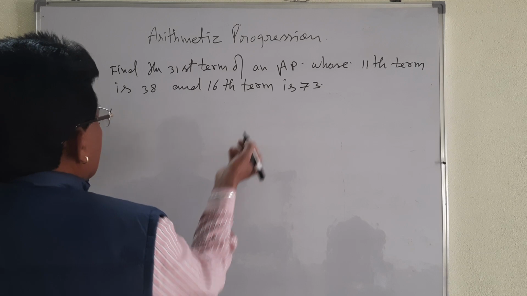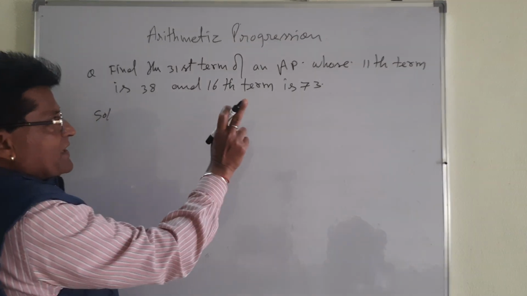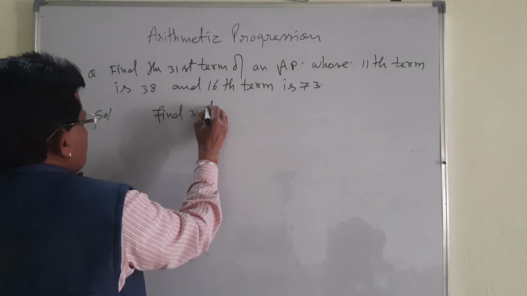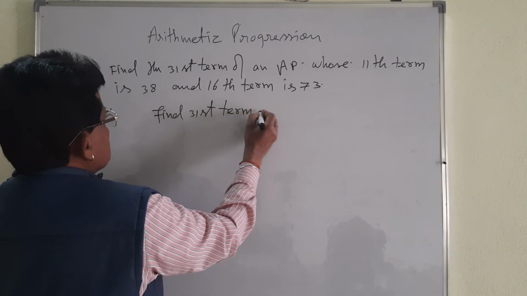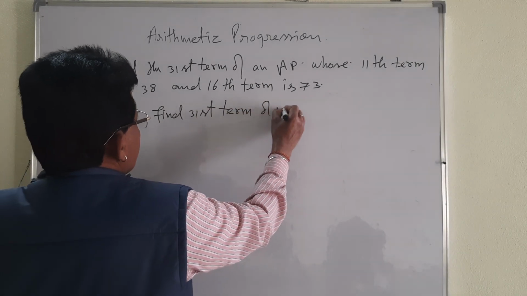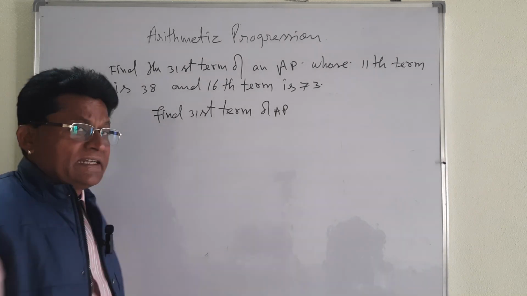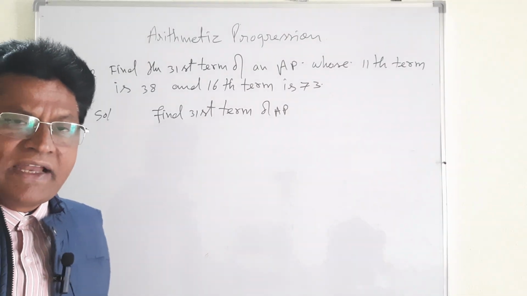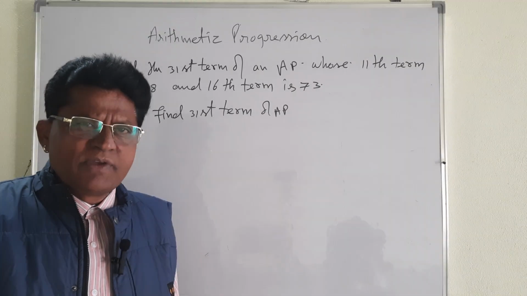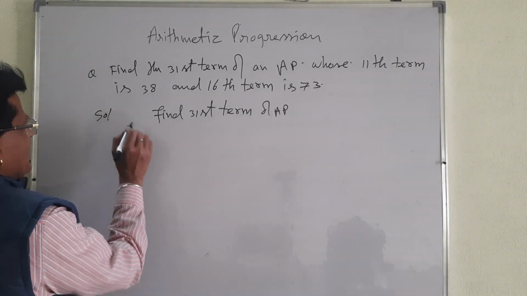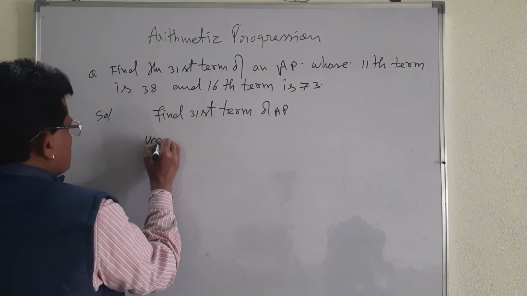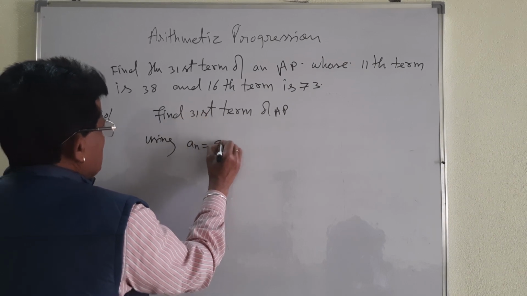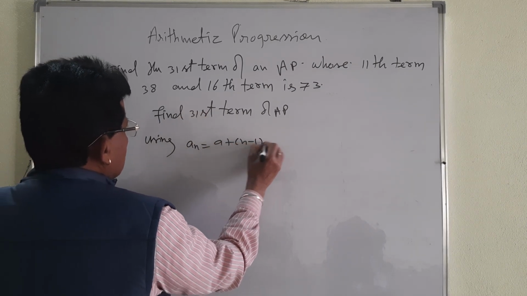Let me take the solution, my dear student. We have to find the 31st term of the AP. We don't know what the AP is, but you must find out the value of A and D, and automatically the AP will be formed. Using the nth term formula, a_n is A plus (n minus 1) into D.